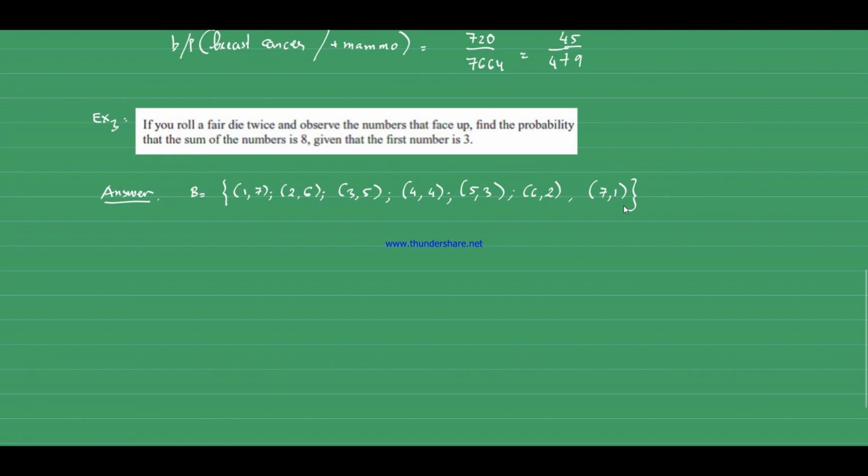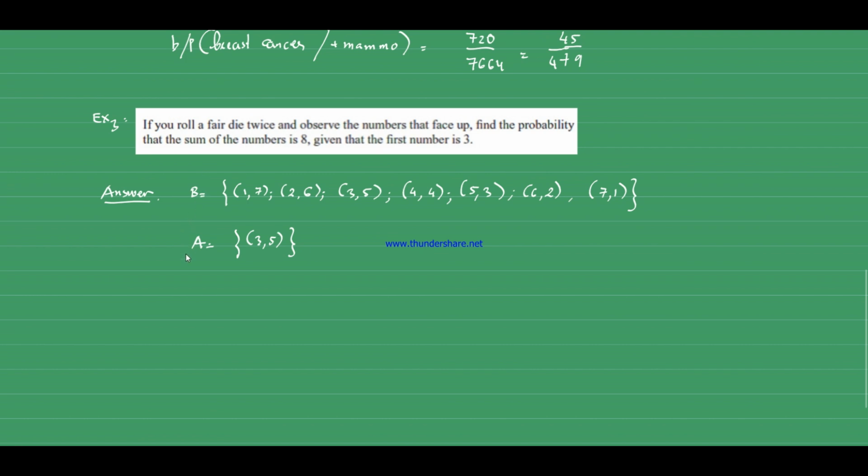I don't know if I missed anything. So we have 7, I think it's good. So that's event B. Now the event A, the condition is the first number is 3, so only 3 5. Only one of them has the first number 3.